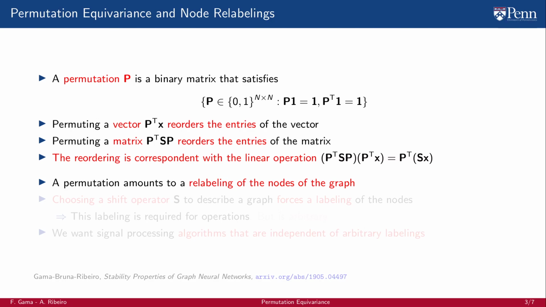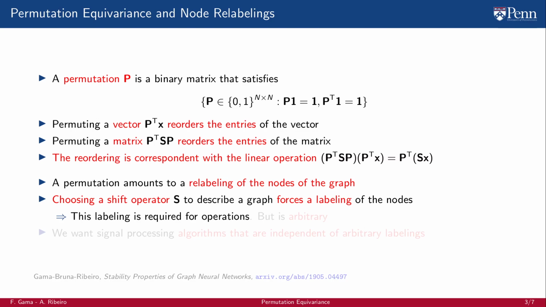In a graph setting, a permutation amounts to a relabeling of the nodes of the graph. The set of the nodes of a graph is, as any other set, unordered. That is, there is no notion of which is the first or second or third node. They are just nodes. But when we choose a specific shift operator matrix to describe the graph, we are forcing a labeling of the nodes.